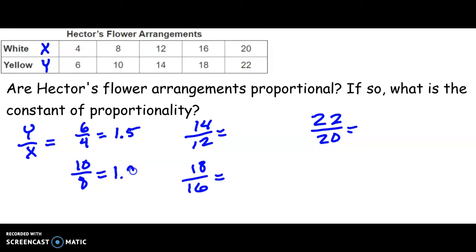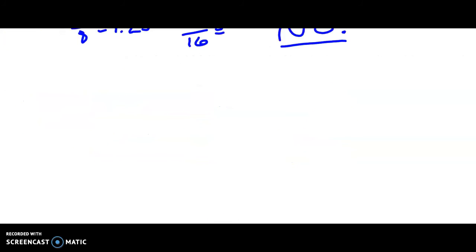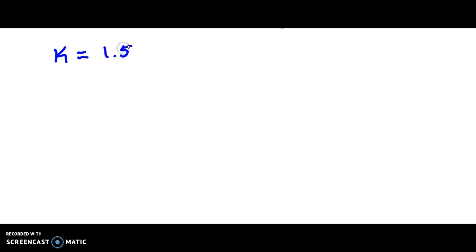So right off the bat, we see here that they are not proportional because the first fraction is 1.5 and the second fraction is 1.25. So as soon as you get one that's not equal, you can say that no, they are not proportional. Okay, but let's just pretend. So we know that they're not proportional, but now let's say that Hector wants to make it proportional. And he says, I want to have a constant of proportionality of 1.5.